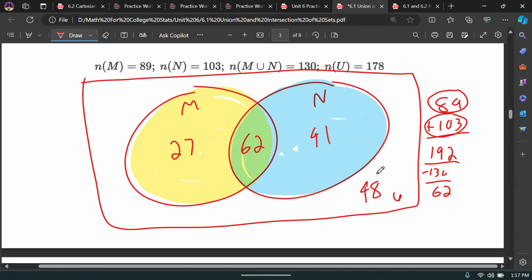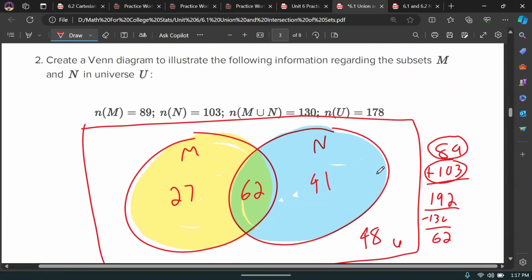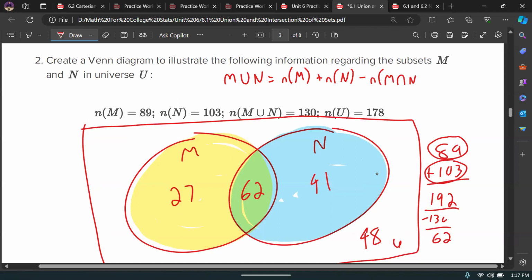All right. Now there's a formula that goes with this that'll make your life a little bit easier. The formula goes like this. The union. So M union, let me just use the little U, M union N is equal to the number of elements in M plus the number of elements in N, but minus the number of elements in M intersecting N, right?